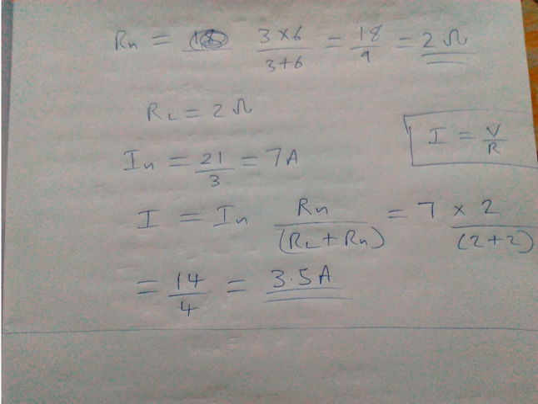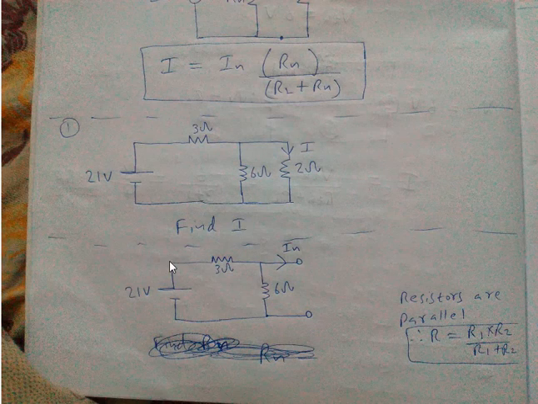IN is nothing but the current going through this. Here you can see 21 volts. This current is passing through this way, through this 3 ohm, and it is an open circuit, and there are no resistors over here. Sorry, I mean, voltage is not passing through, current is actually passing through.